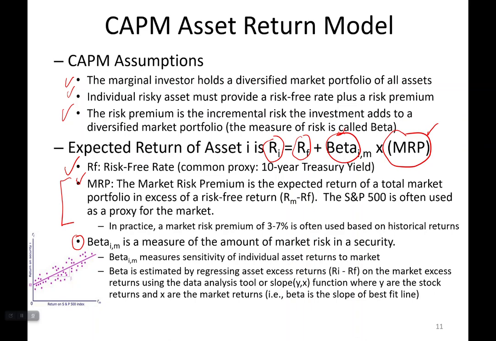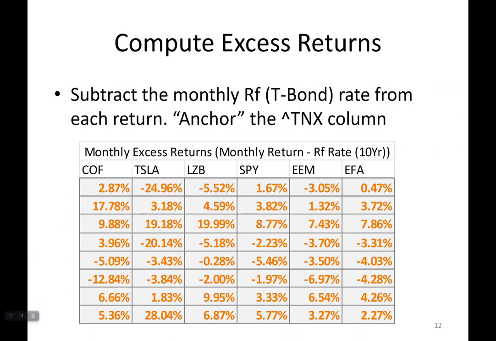So I just need two data series. What are the returns of Capital One in excess of the risk-free rate of return? What are the returns of the market or S&P 500 minus the risk-free rate? Run a regression and get the slope of that regression, or something called the coefficient. So let's go ahead and do that.